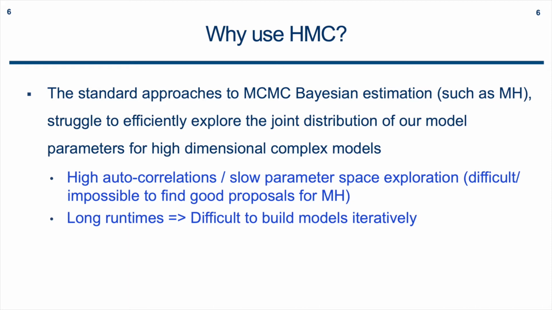Essentially, the shape of those joint distributions can be a little bit ugly, and if they're ugly, it's going to struggle to come up with good proposal distributions. The outcome of that is that you end up with long run times, and if you have long run times, it's going to be difficult to build the models iteratively, which is what I tend to do.